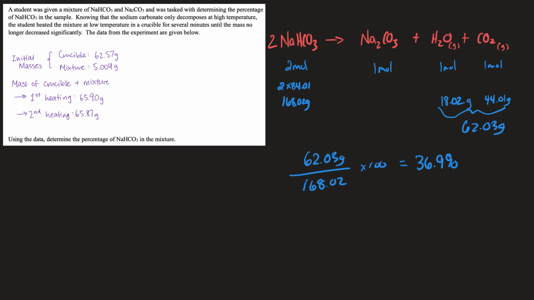Well, now let's come over and look at the data here. All right, our initial mass, 62.57 plus 5.004, we have 67.574 grams, and that is the mass before the reaction starts. And then after the reaction is complete, our mass is 65.87. Excuse me, this number up here, I wrote that number down wrong. It was 67.574.